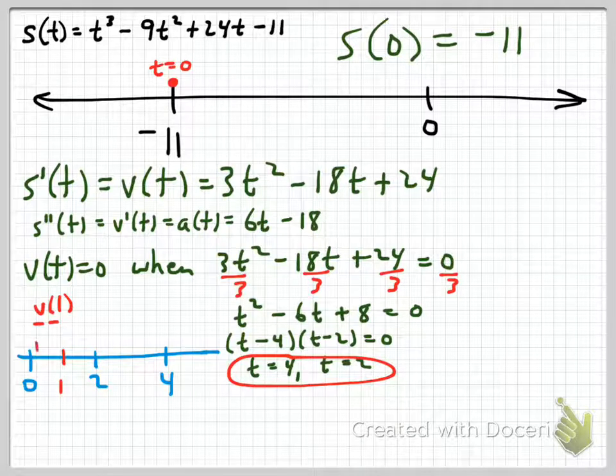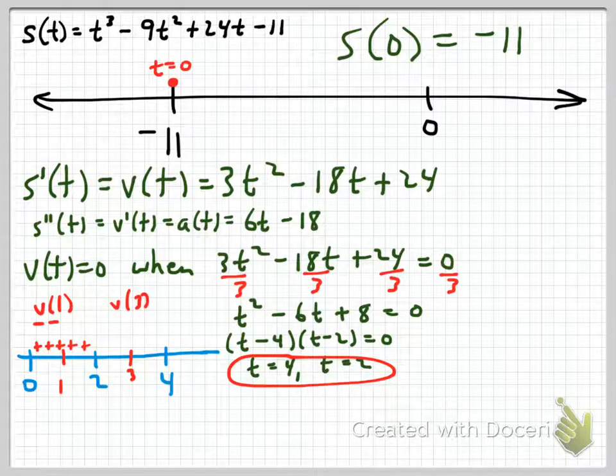So on this interval here, we have that the velocity is actually positive. So from 0 to 2, the velocity is positive. Let's just confirm that. Okay, so when t equals 1, we have 3 minus 18, that's negative 15 plus 24. So yes, velocity is positive on that interval. Okay, and then from 2 to 4, let's pick a test value of 3 and the velocity at 3.